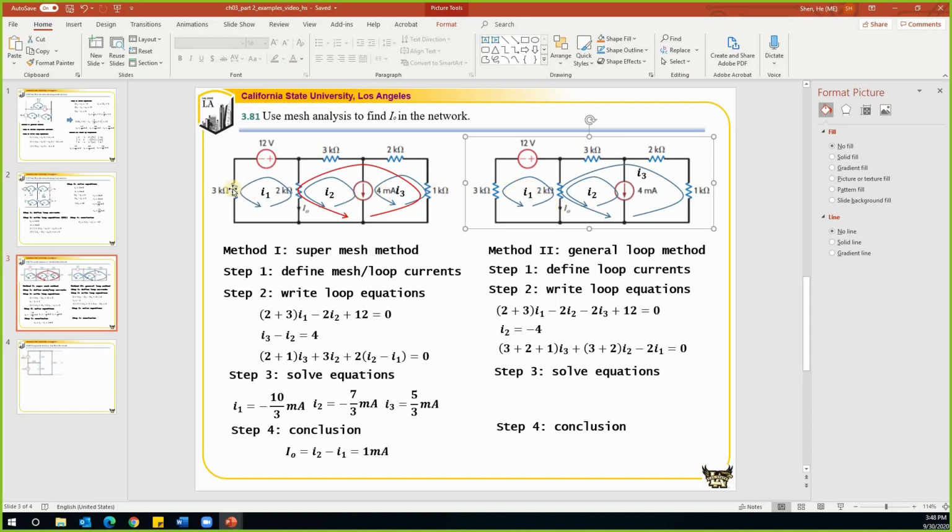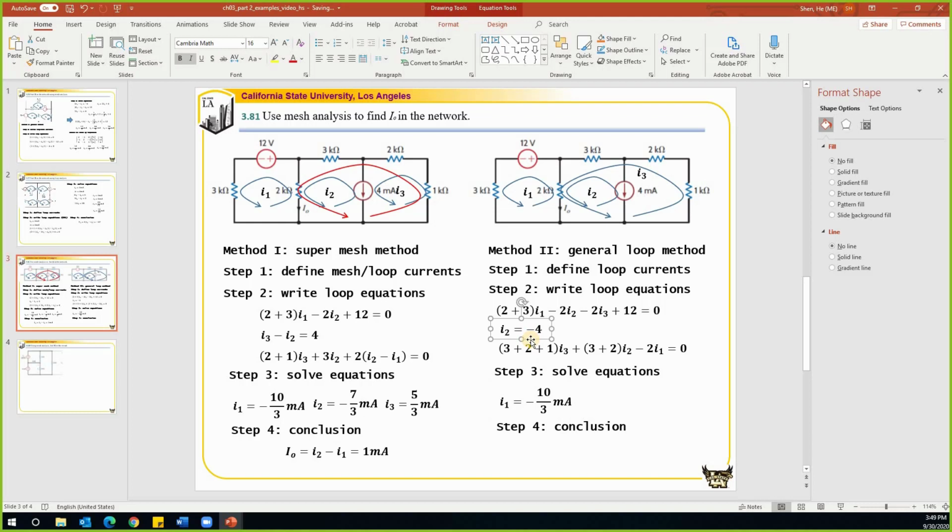So I1 should be the same because the current going through this 3K resistor, I'm talking about the actual current, should be unique. So this is why I1 is equal to the actual current going through this 3K resistor. This I1 is also equal to the actual current going through this 3K resistor. This is why I1 has to be the same. And I2, I already have it. It's here. And how about I3? What do you think I3 will be?